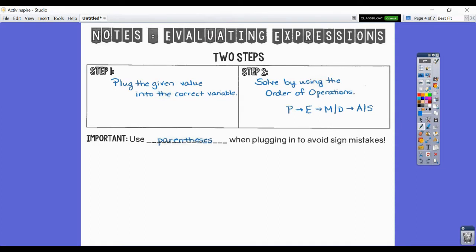Step number two is, once you've plugged in those correct variables, you'll have all these numbers to solve for by using the order of operations. Remember that is our PEMDAS: parentheses, exponents, then you'll do multiplication and division left to right, then you will do addition and subtraction left to right. It is important that when we're plugging in these values, you want to use parentheses in order to avoid making sign mistakes.